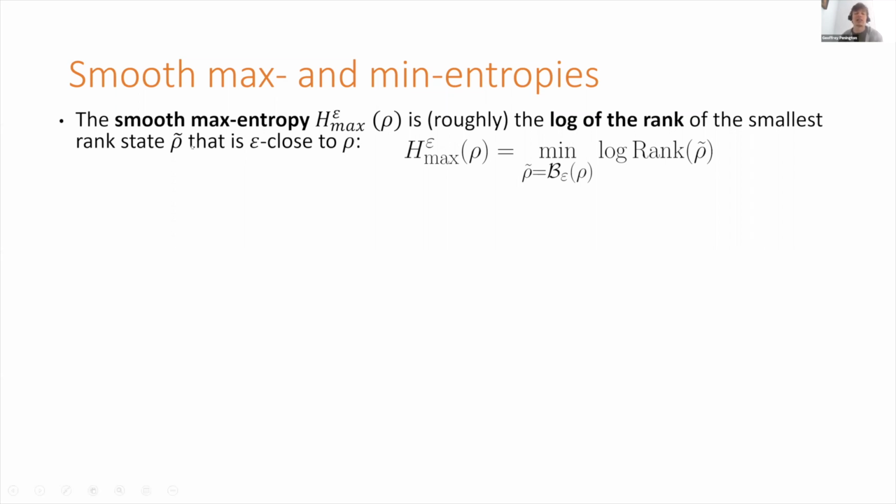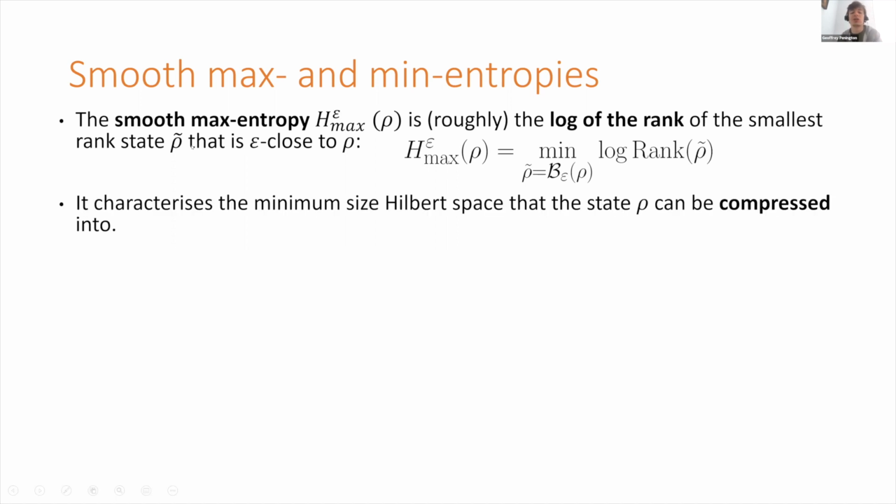So this is really the thing that counts how many degrees of freedom we need to describe the state. It characterizes the minimum size Hilbert space that we can compress the state into and still get it back at the end with error epsilon.